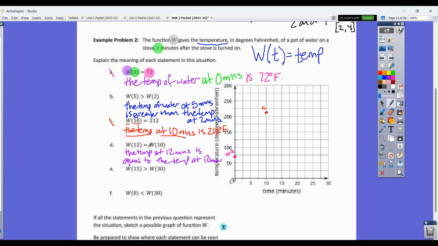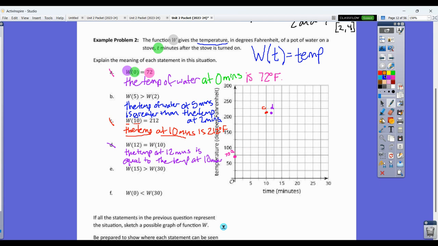Okay, now normally I wouldn't graph this, but in this case, I have the temp at 10 minutes in here, so I should be able to put the temp at 12 minutes. So at 12 minutes, we're also going to be at that 212 that's up here. And again, I'm going to put a little d up there because I've graphed that one on the graph. Okay, so we're good with that one as well.